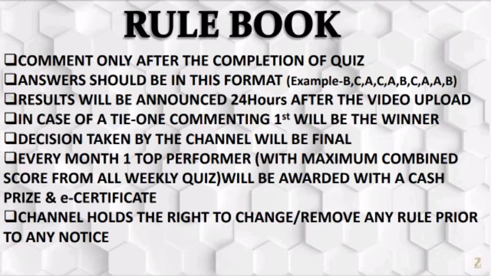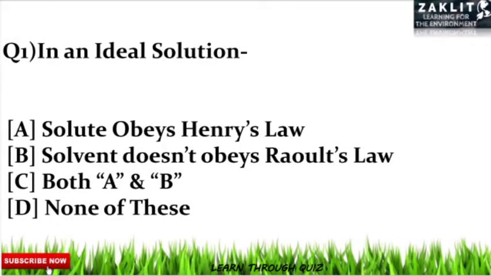So before revealing the results, let's discuss the questions first. The first question was, in an ideal solution, how the solute and solvent obey? So here the correct option will be option number A, that means solute obeys the Henry's law and solvent obeys the Raoult's law. But in the option B it was written doesn't obey, that's why that option will not be correct. Let's move on to the second question.